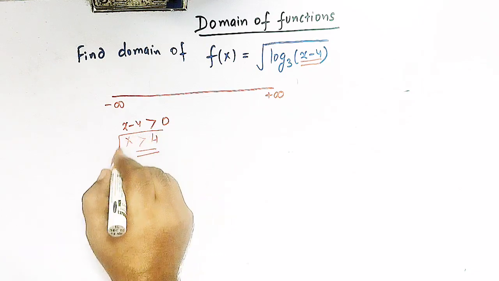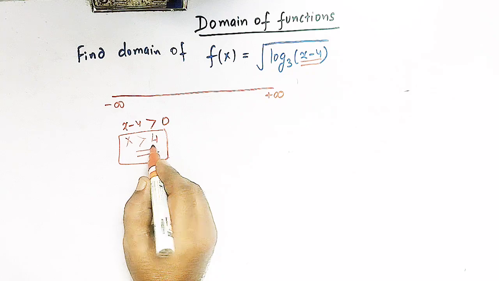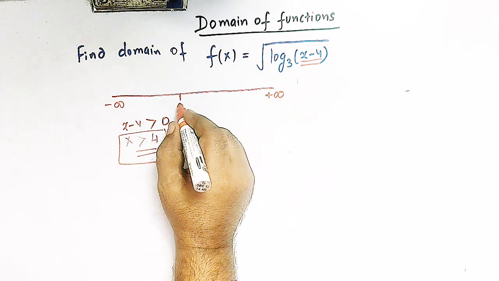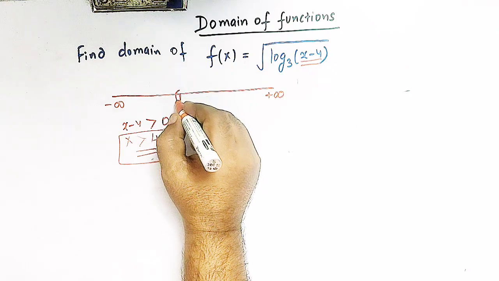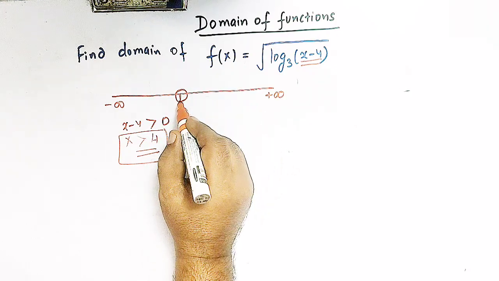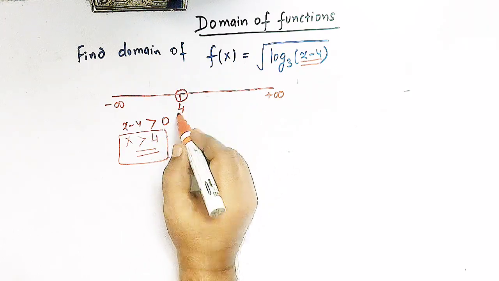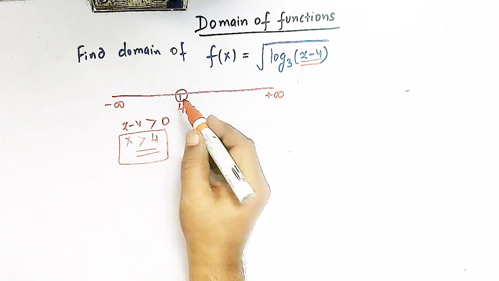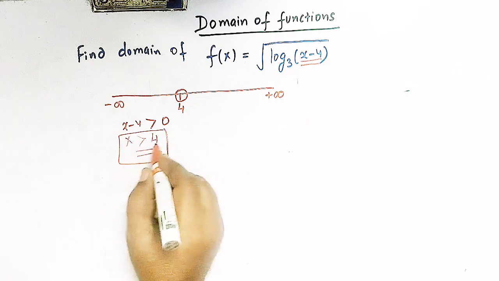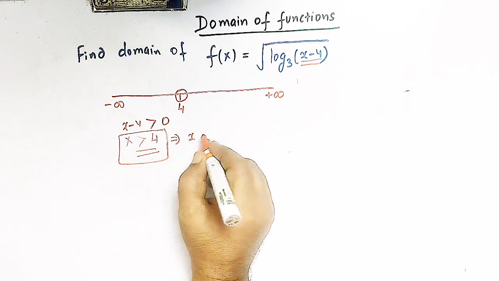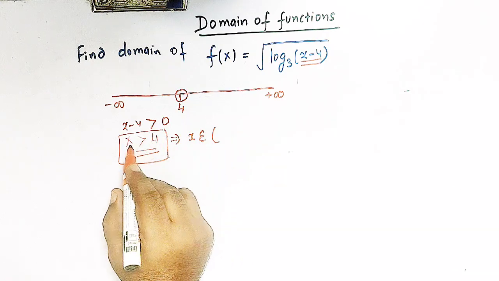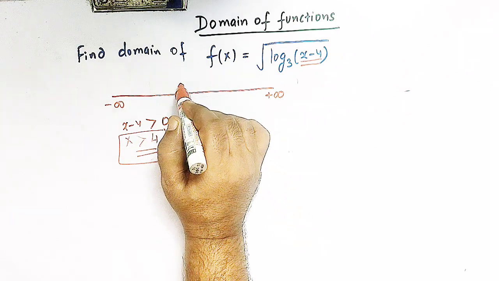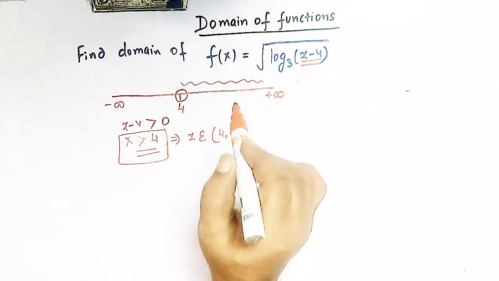Let us represent this inequality x greater than 4 on this real number line. Here we have the number 4, and let us draw a circle over here, and it implies that x equal to 4 is not included, so it is excluded. So now we have x greater than 4, which implies x belongs to the interval 4 to infinity. Here we have this region, right?